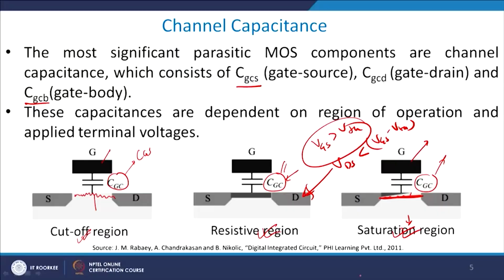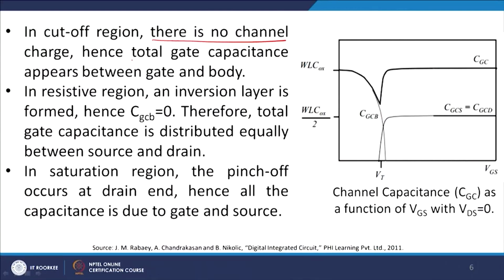As I discussed with you, these capacitances are dependent on the region of operation and also on the applied potential at the terminals, right. So, how much potential you are applying at various points matters, and then whether you are operating in the cutoff region, the resistive region, or the saturation region will also be important, right. Okay. In the cutoff region, as I was discussing, there is no channel charge, right. So, no channel charge, hence the total gate capacitance appears between gate and body.